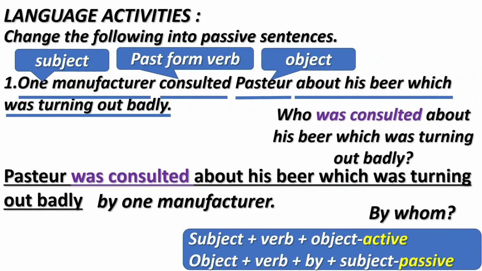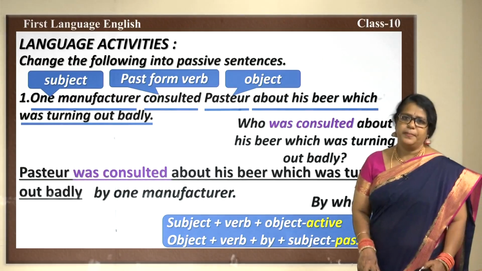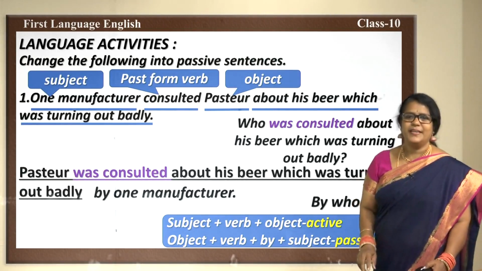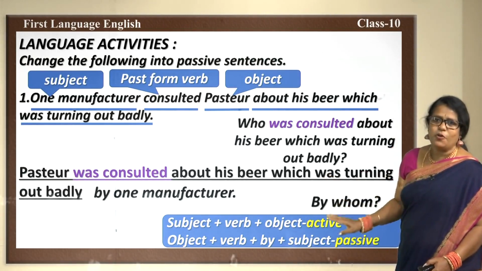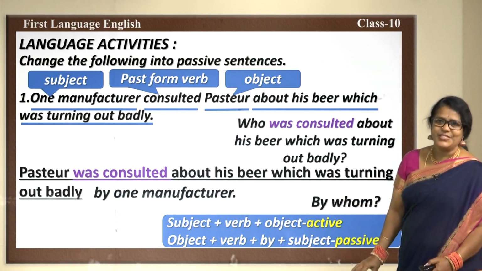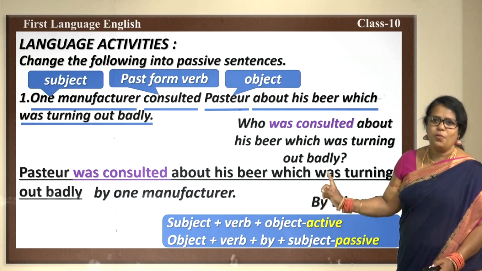Pasteur was consulted. Here, was consulted is a past participle, because the past form of the verb is changed to past participle. The sentence is changed from active to passive voice, and the sentence goes like this: Pasteur was consulted by one manufacturer, whose beer was turning out badly. And this sentence goes well according to the rule which we have already studied in the voices.